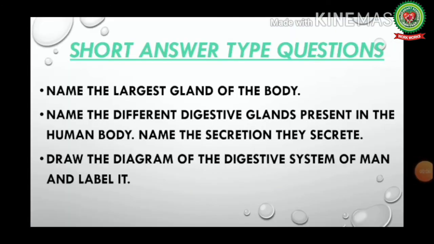And I hope you have understood this topic. Now you must be able to solve the following questions. First, name the largest gland of the body. Name the different digestive glands present in the human body. Name the secretion they secrete. Draw the diagram of the digestive system of man and label it.